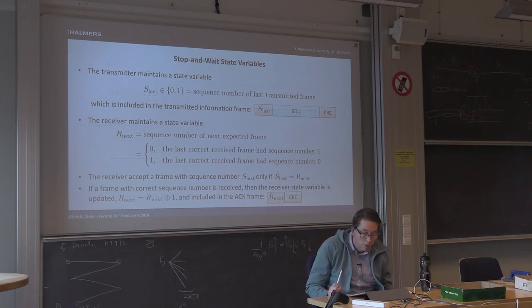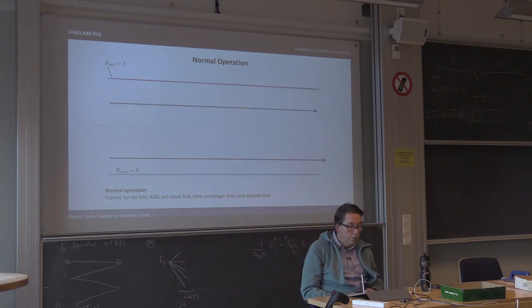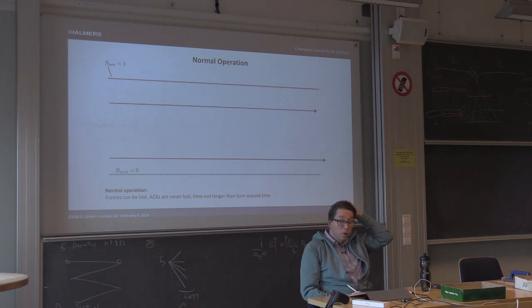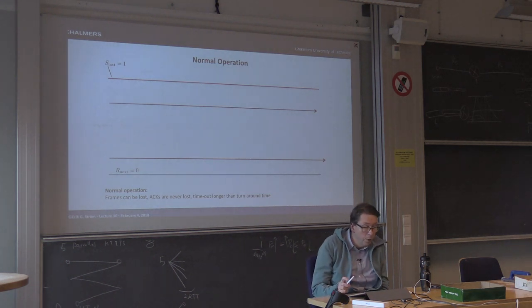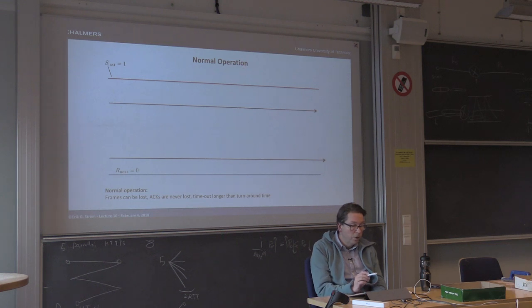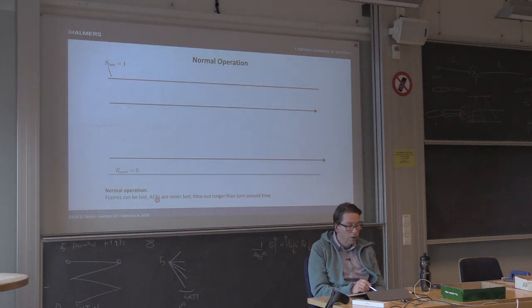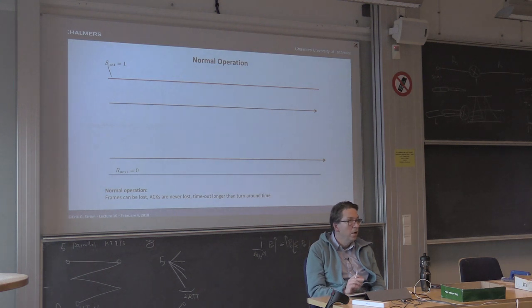Okay, so crystal clear, I hope. Maybe not, so therefore we'll take an example. So under normal operation, again, frames can be lost, ACKs are never lost, and timeouts are longer than the turnaround time. It better work now, because it did before we had any sequence numbers.